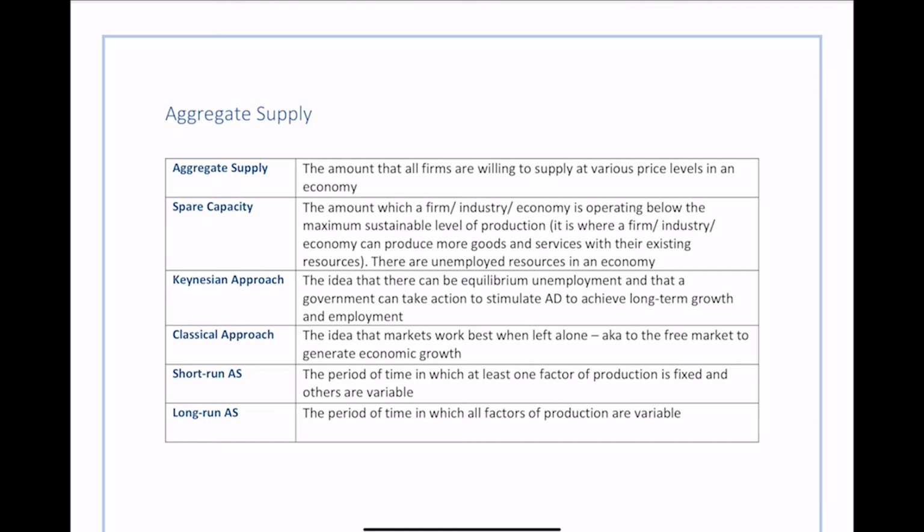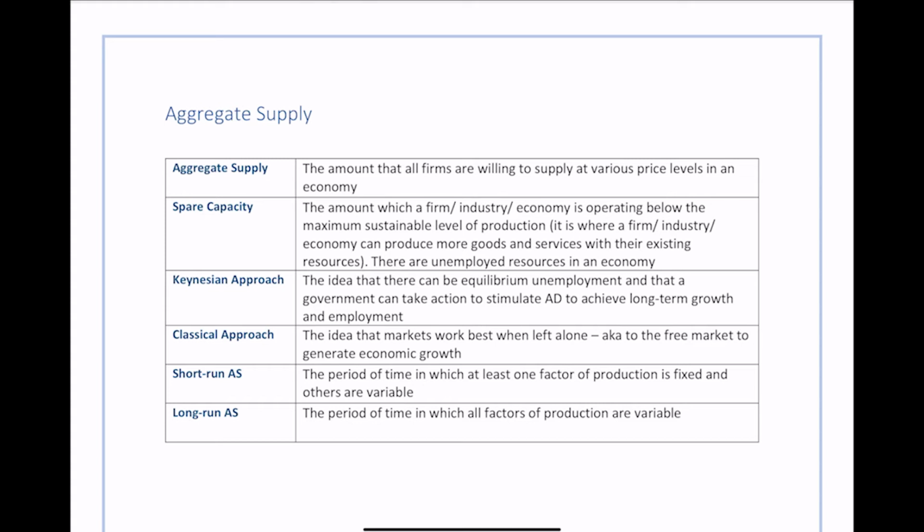The next one is the Keynesian approach, and this is the idea that there can be an equilibrium unemployment and that a government can take action to stimulate AD to achieve long-term growth and employment. So basically, there's a certain amount of unemployment, and then the government can take action to stimulate aggregate demand. So this is my curve, this is AD. If I shift out AD, I can achieve more growth. Before the growth is here, now it's over here. So that's basically your Keynesian approach.